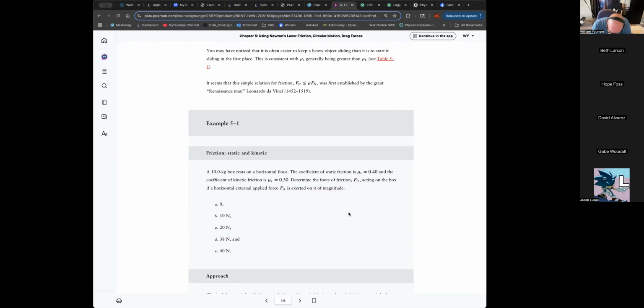We were told that mu static was equal to 0.40 and that mu kinetic was 0.30. So in this case, it's 0.40 times the normal force, which is the same as the weight.